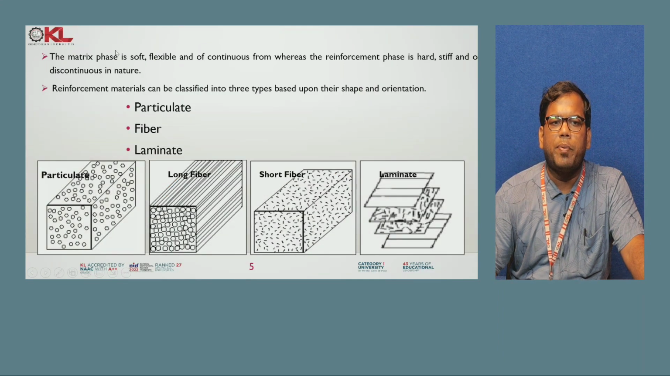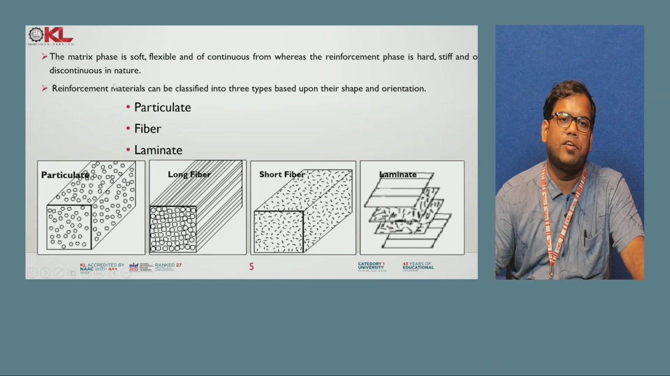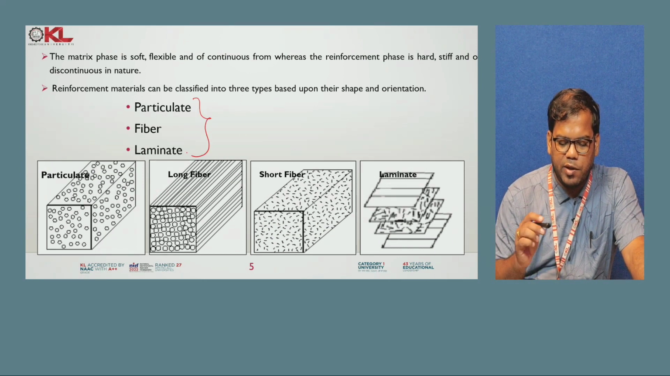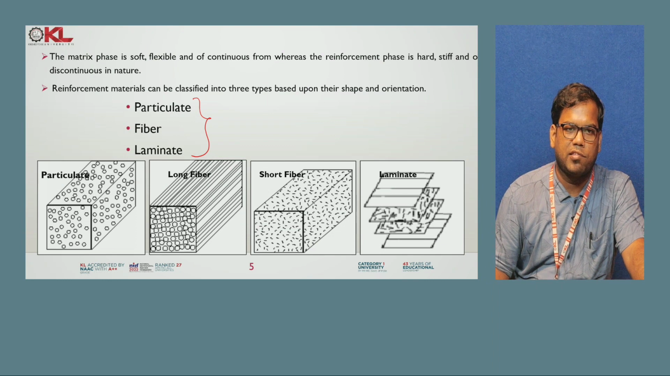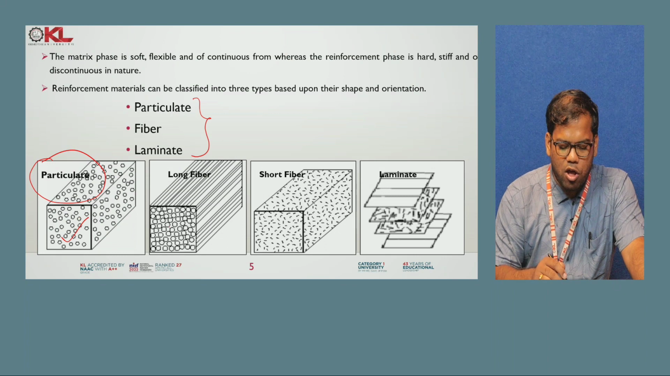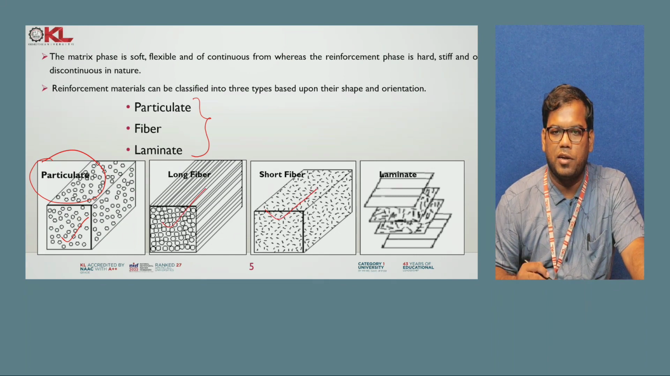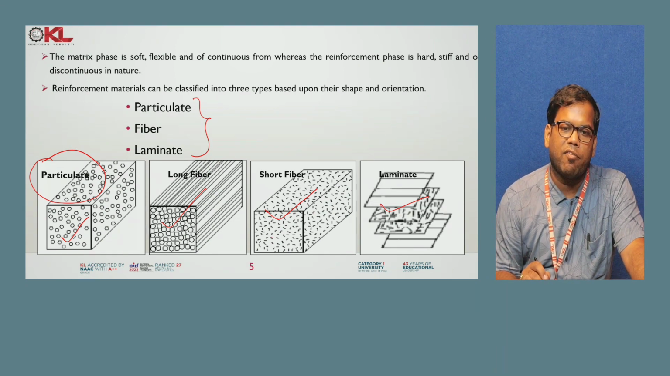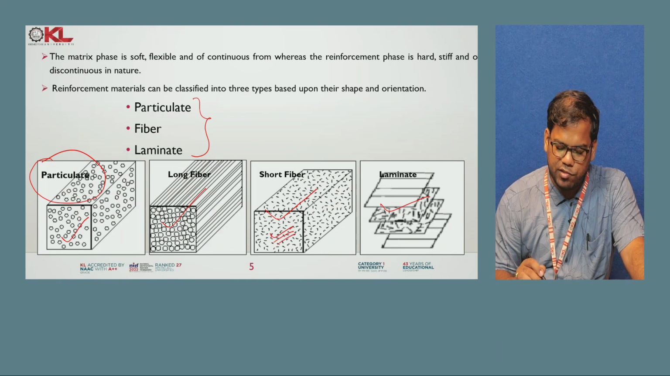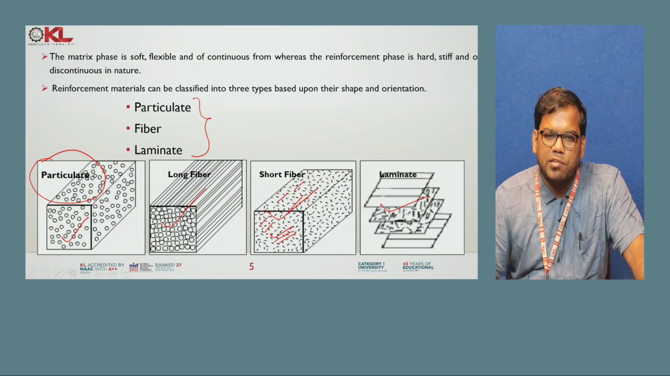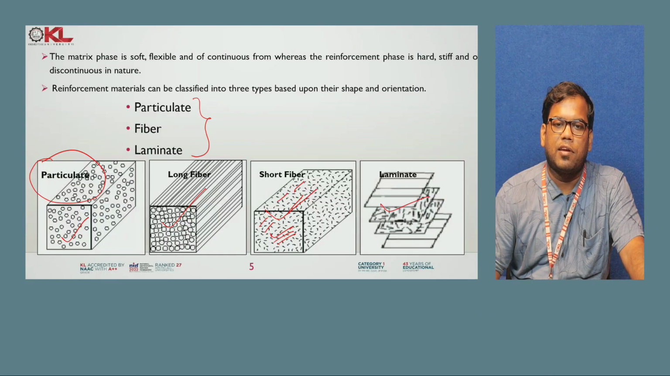As I said, the matrix phase is soft, flexible and continuous, whereas the reinforcement phase is hard, stiff, and discontinuous in nature. As a result, reinforced composites can be classified based upon their shape and orientation. You see, this is an example of particulate composite, long fiber composite, short fiber composite, laminate composite. Now in short fiber, this is an example of randomly oriented composite. If these fibers are continuous in nature, then it will be a short fiber continuous in nature.